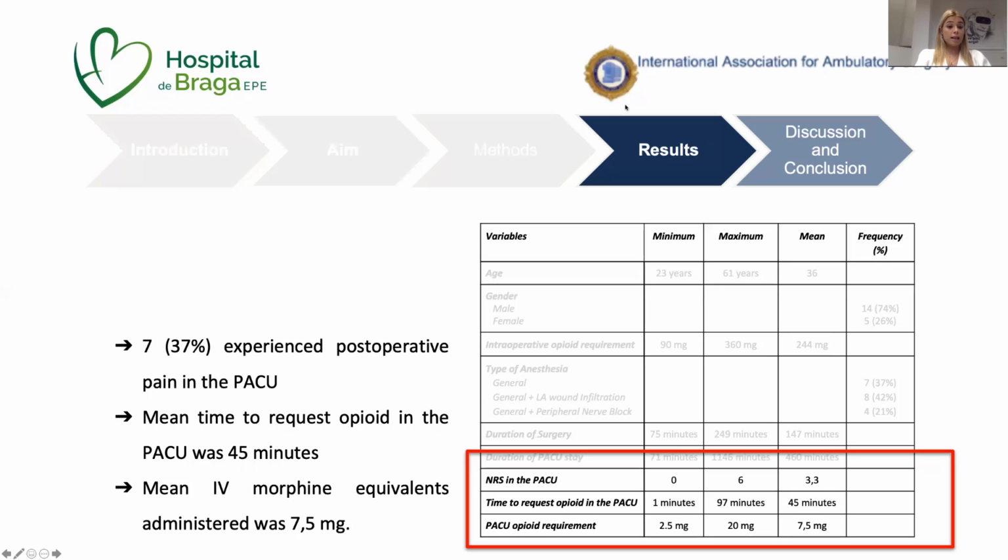7 of our patients experienced postoperative pain in the PACU. Mean time to request opioid in the PACU was 45 minutes, and the mean IV morphine equivalence administered was 7.5 milligrams. The maximum opioid required was 20 milligrams, and the minimum was 2.5 milligrams.